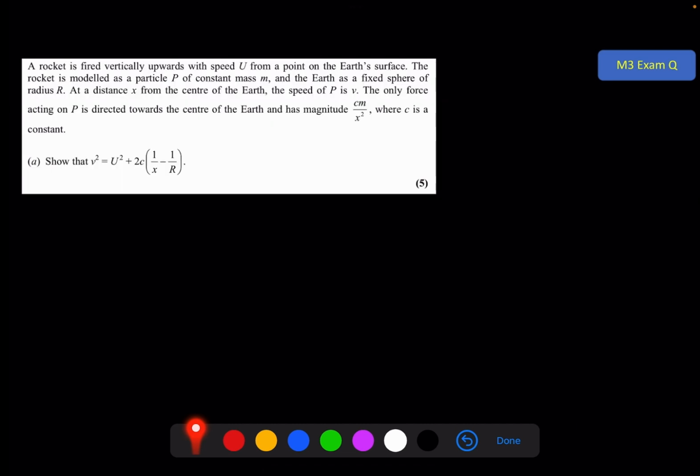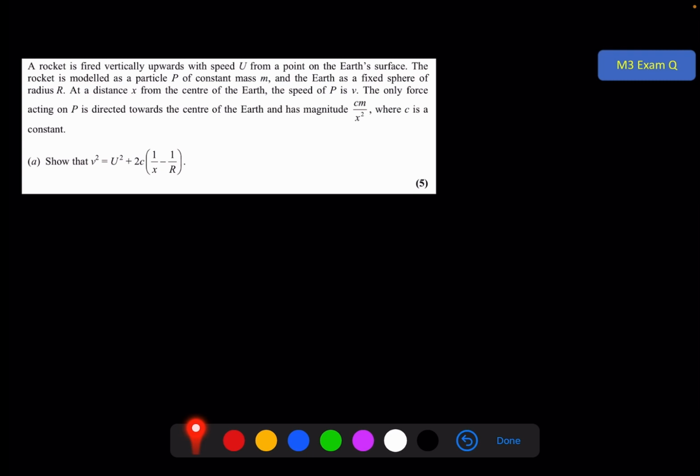Finishing with an exam question. A rocket is fired vertically upwards with speed U from a point on the Earth's surface. The rocket is modelled as a particle P of constant mass m, and the Earth as a fixed sphere of radius r, at a distance x from the centre of the Earth. The speed of P is v. The only force acting on P is directed towards the centre of the Earth and has magnitude this, where c is a constant. Show that v squared is equal to this thing here.